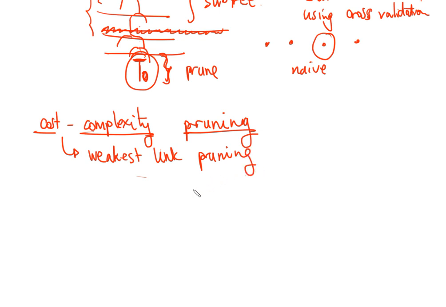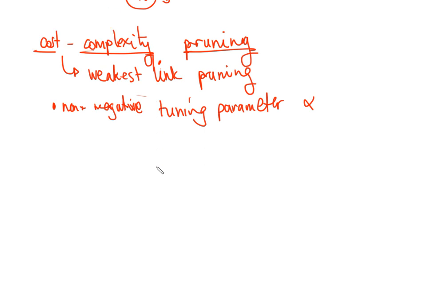So rather than looking at every possible subtree, we consider a sequence of trees indexed by a non-negative tuning parameter alpha. So this part is a bit technical, but I hope you understand. We're not going to get into the mathematics. We're just going to discuss the high levels of how this works. So this cost complexity pruning, the process goes like this.